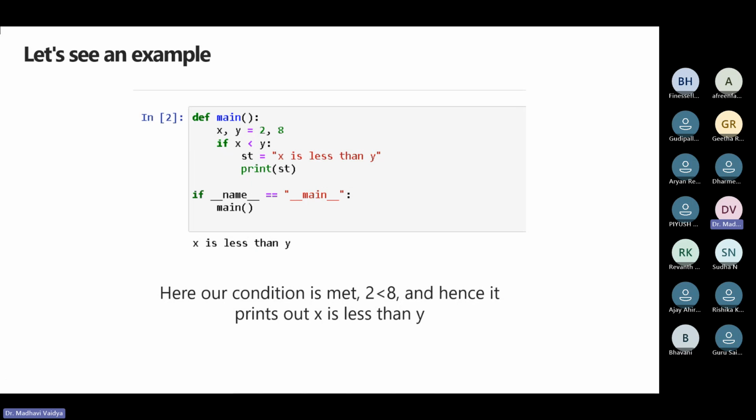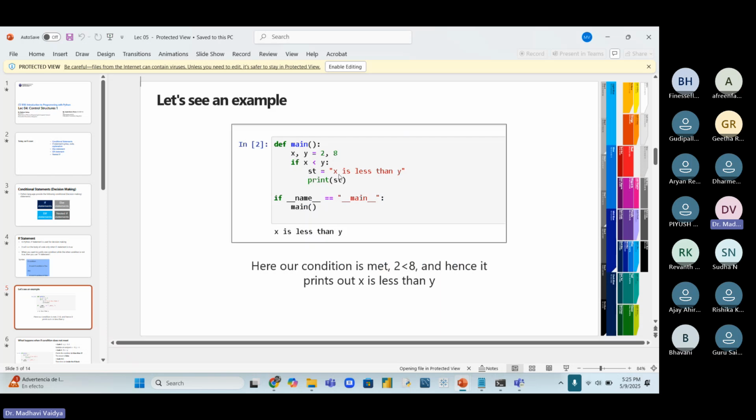Suppose I write it down here, x comma y. Forget about this def main, forget about if __name__, forget about everything. First line, last line, and last but one line. Just concentrate on this particular part. So x, y equal to 2, 8. If x less than y, the statement would be "x is less than y", and print that statement. Or I can write print "x is less than y" directly in double quotes.